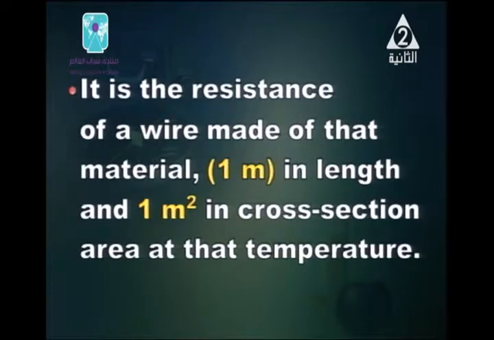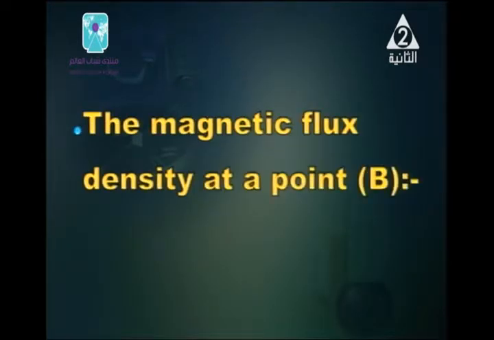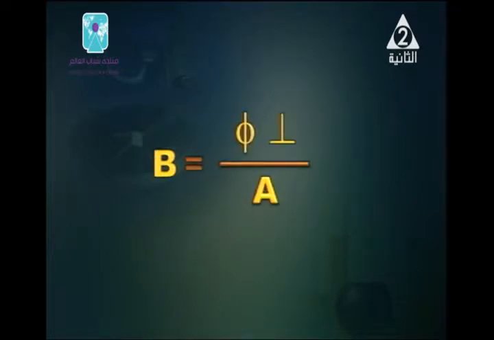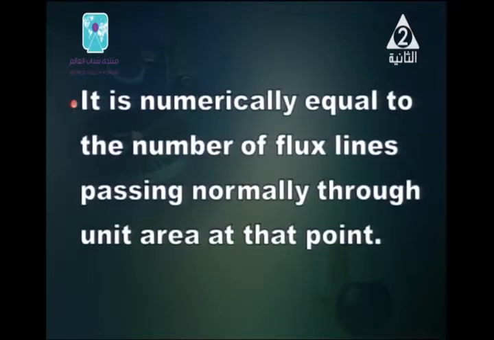And what about the definition of magnetic flux density at a point? Magnetic flux density is denoted by beta or B. It is equal to phi over A. So it is numerically equal to the number of flux lines passing normally through unit area at that point.